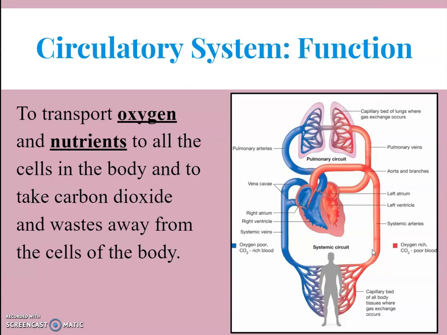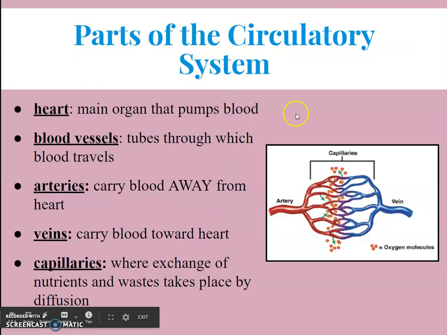The function of the circulatory system is to transport oxygen and nutrients to all the cells in the body and to take carbon dioxide and waste away from cells in the body. And so it's going to be that transport system for all the nutrients that are absorbed when you eat through the digestive system. It's also going to transport all the gases that you need for the gas exchange in your lungs.